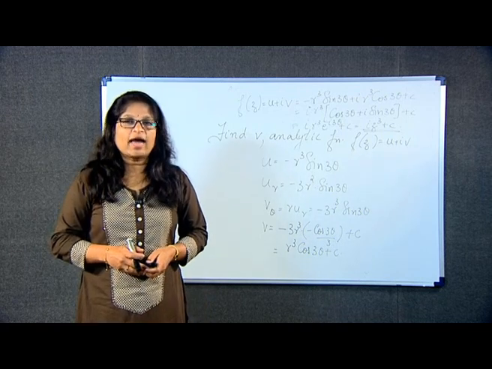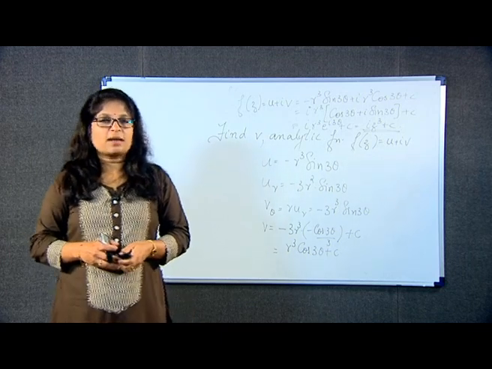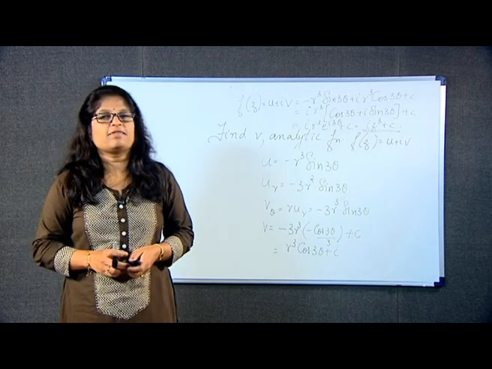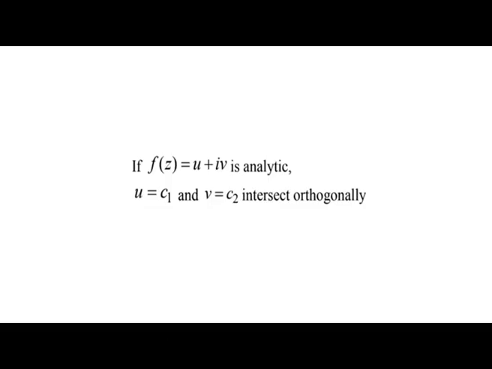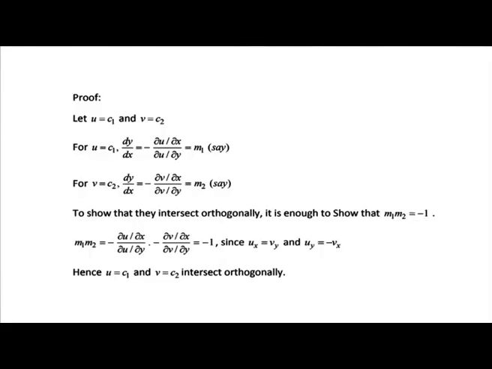So, now let us move ahead to orthogonal curves. So, how are orthogonal curves coming into the picture in the analytic function part? Suppose I have a function f of z, that is u plus iv, which is analytic, then the curves u equal to a constant, say u equal to c1, and v equal to c2 intersect orthogonally. So, how do you prove that? The proof is very simple. You have u equal to c1, a constant, and v equal to c2, a constant.